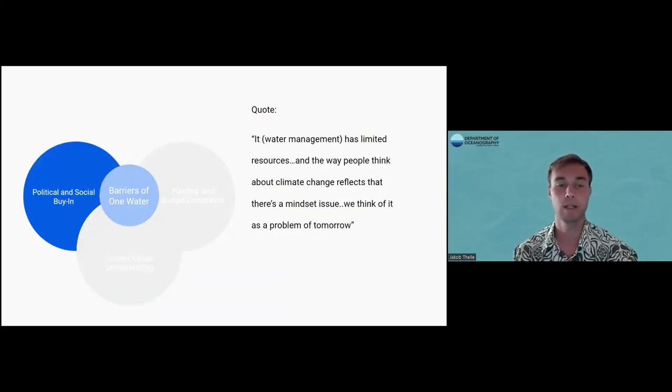The last barrier is political and social buy-in. This refers to how decision makers, but also the public, view water, and specifically how they come to understand the value of water.